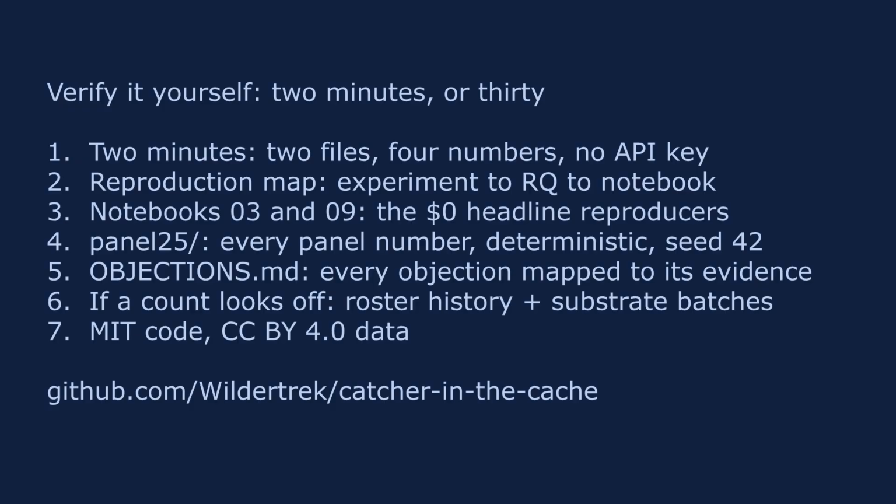The objections file maps every objection the paper anticipates to the artifact that answers it, including the 2 it cannot answer. If a count ever looks off, the roster history explainer reconciles every panel size we ever used, and the substrate explainer maps both synthetic batches to the raters who scored them. Code is MIT. Data is Creative Commons.